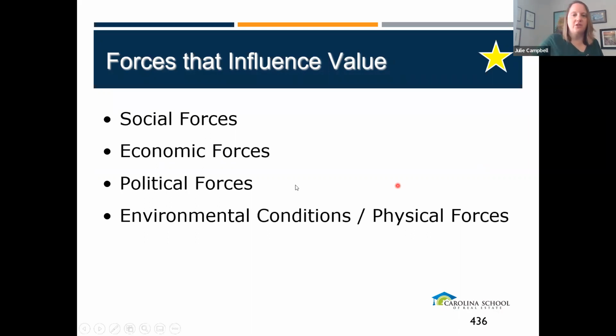Political forces. That's where I should have been talking about the election. Sorry. You guys are with me, right? We're there. Other things other than elections, and that's not just presidential elections. We have elections for a new mayor, for a new governor, right? Local. All that can affect political forces. Zoning codes, building codes.